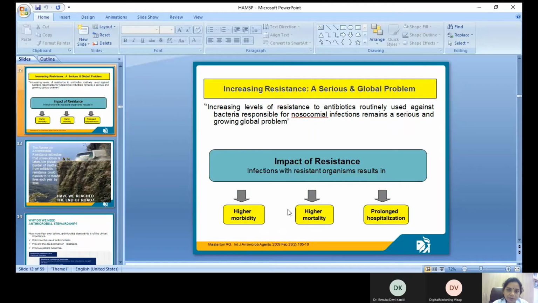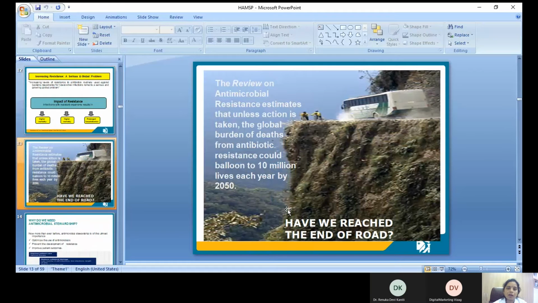So this increasing level of antibiotic resistance is now a global problem and is resulting in higher morbidity, higher mortality, and prolonged length of stay for the patients. So have we reached the end of the road for treating infectious cases? Everyone should stand up and realize that an antimicrobial stewardship program has to be implemented right now, because the review on antimicrobial resistance estimates that unless action is taken, the global burden of deaths from antimicrobial resistance could balloon to 10 million lives every year by 2050.